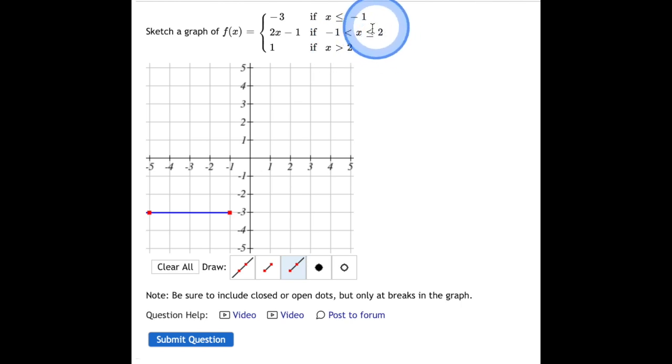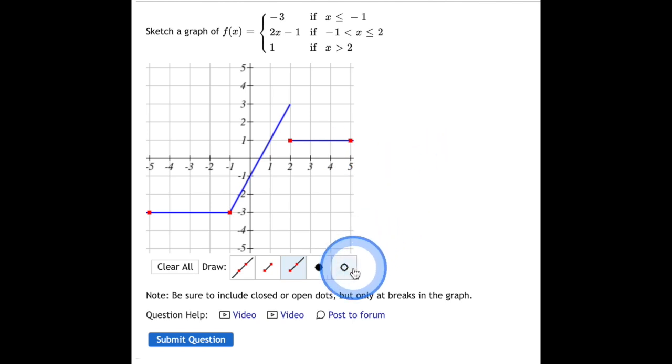Plugging in the other endpoint 2, we get 2 times 2 is 4, 4 minus 1 is 3. So that'll be (2, 3). So let's do a line segment, which is this one, from (-1, -3) to (2, 3). The third piece is f of x equals 1 for x greater than 2. So if I put (2, 1), it's a horizontal line, and this time I have to do the partial line here, from (2, 1) and then all the way out.